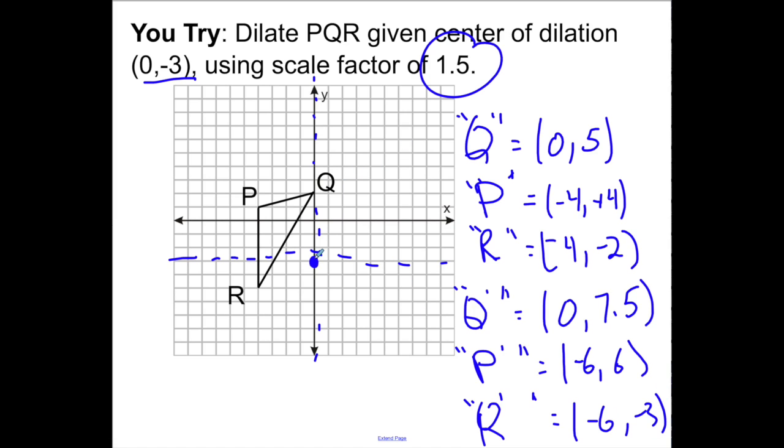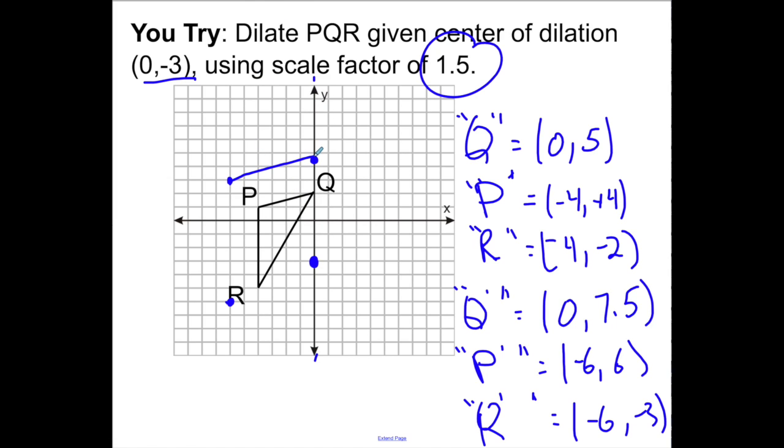Okay, so let's plot it. So now, relatively speaking, new Q prime, I start here with my 0, 0, 0, 1, 2, 3, 4, 5, 6, 7.5. Okay, P, -6, up 6, 1, 2, 3, 4, 5, 6. And then R, -6, -3, 1, 2, 3, 4, 5, 6, 1, 2, 3. Okay? Now delete all my new axes so that's not confusing anyone.